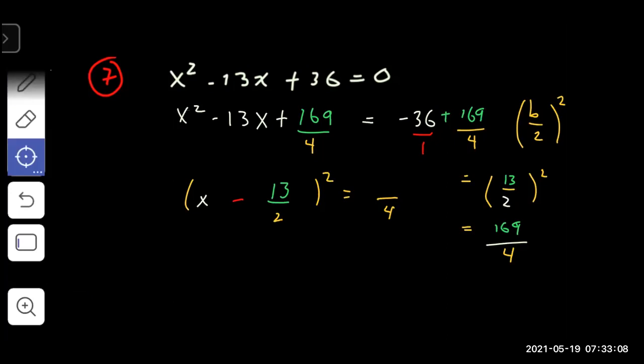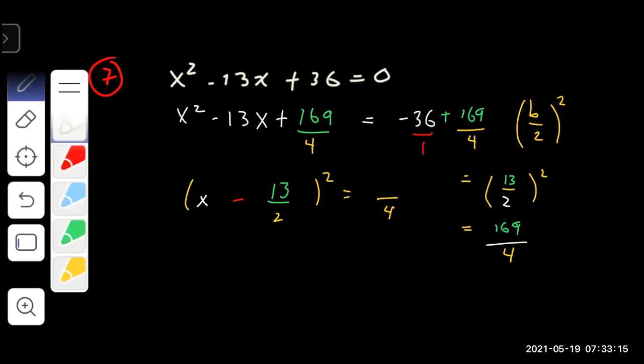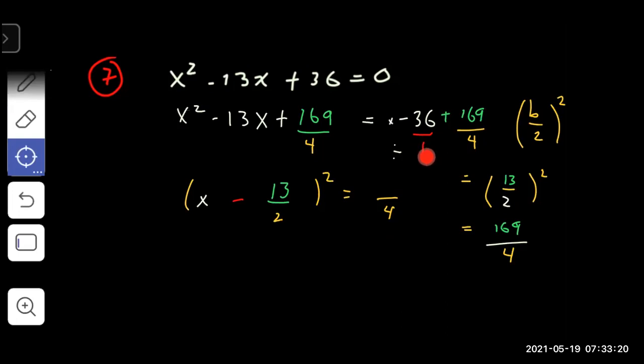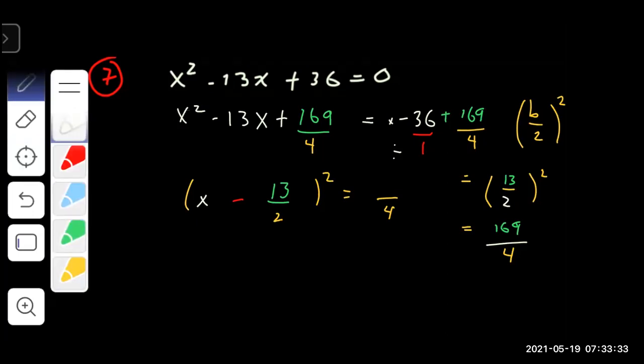But what you said is right. The least common multiple of 1 and 4 is 4, right? Now let's divide and then multiply, exactly as we used to do at the beginning of the class. 4 divided by 1 is 4, right? 4 times negative 36 will be negative 144. Negative 144. Plus, let's copy the plus sign here.